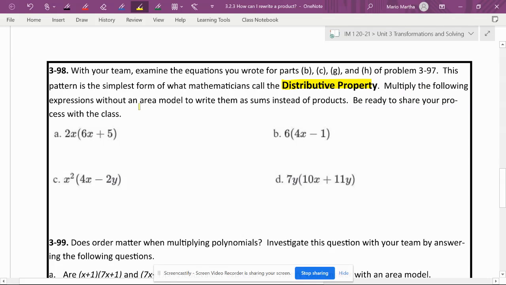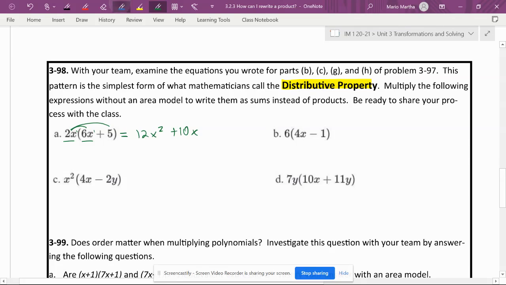Multiply the following expressions without an area model to write them as sums instead of products. Pretty much what you want to do is, again, the distributive property means you're making sure that everybody's getting some. So here we want to make sure that we multiply both the 2x times the 6x and then also times the 5. So 2x times 6x gives us 12, and then again, remember when you're multiplying variables, you just add the exponents if it's the same variable. So that gives us x squared. 2x times positive 5 gives us positive 10x. That's pretty much we're done there.